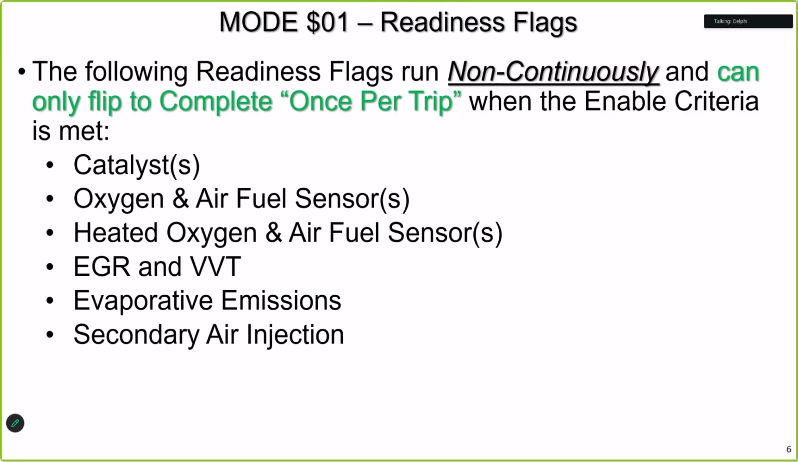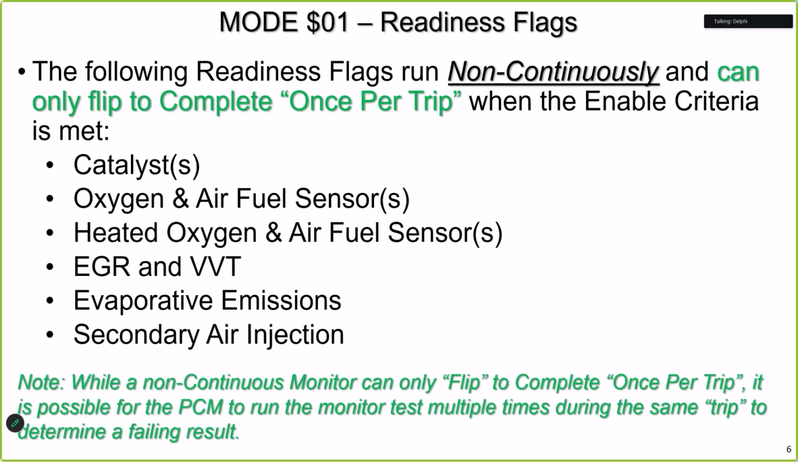Okay, we're going to focus on the non-continuous tests that can only flip to complete once per trip, once the enable criteria is met. As you can see here: the catalyst, the O2 and air fuel sensors, the heated oxygen sensor, EGR, VVT, EVAP, and secondary air. And these categories are going to change when we move under the new OBD on UDS. So hopefully stay tuned for a workshop on that in the future.